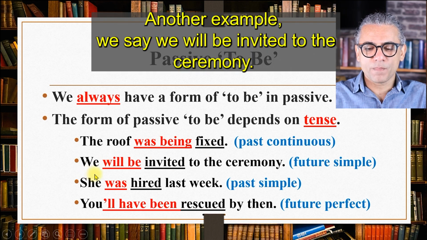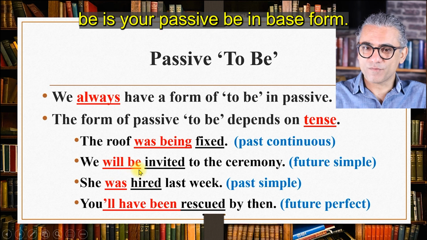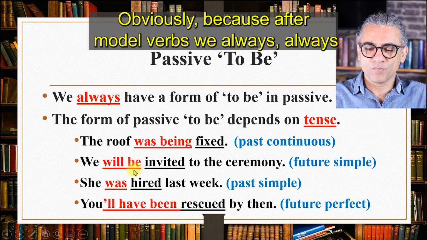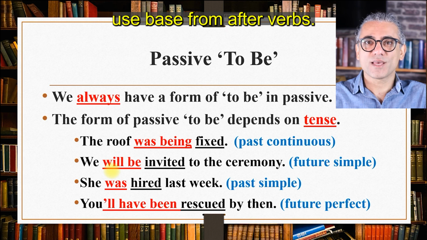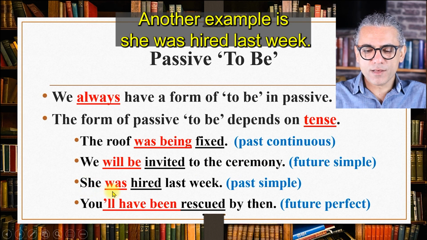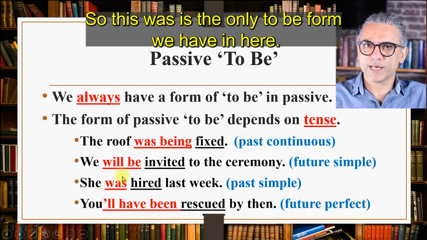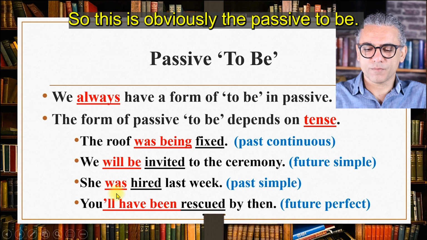Another example, we say, we will be invited to the ceremony. This is a future simple form. Will belongs to future simple. Be is your passive be in base form, obviously, because after modal verbs, we always use the base form of the verbs. And it follows with invited, the past participle of the main verb, to the ceremony. Another example is, she was hired last week. This is past simple, so this was is the only to be form we have in here. So this is obviously the passive to be.